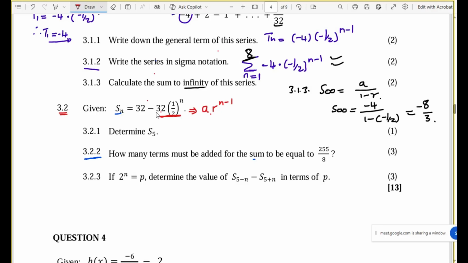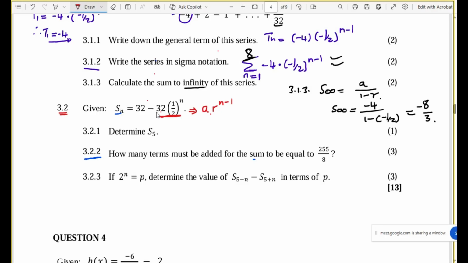Emily, someone was saying something. I was saying it's because 32 is the formula. It falls under the formula of Sn. It's not the first term.